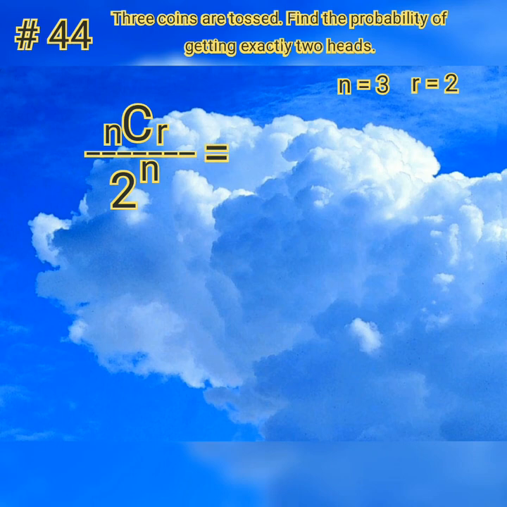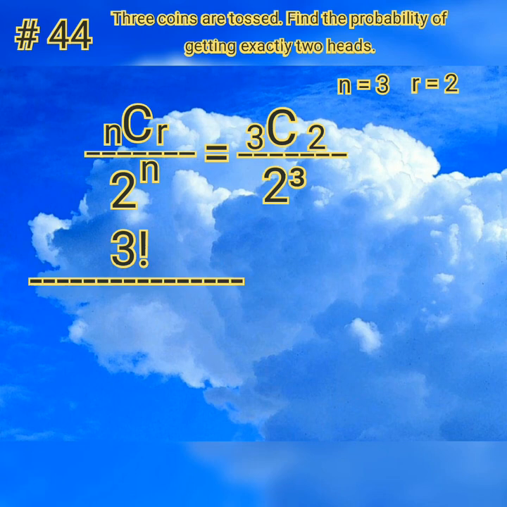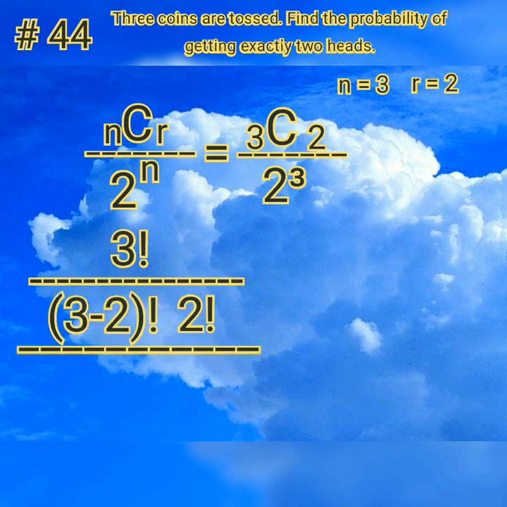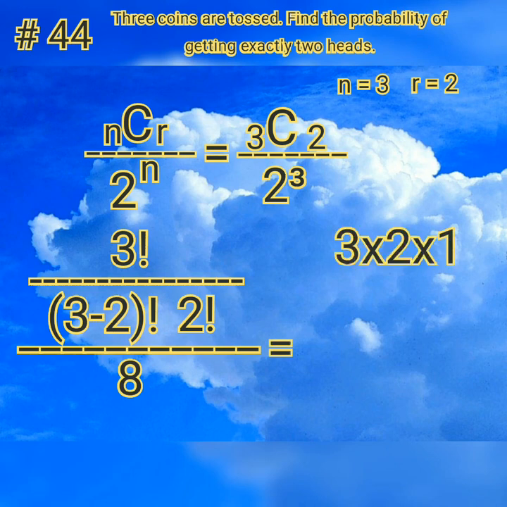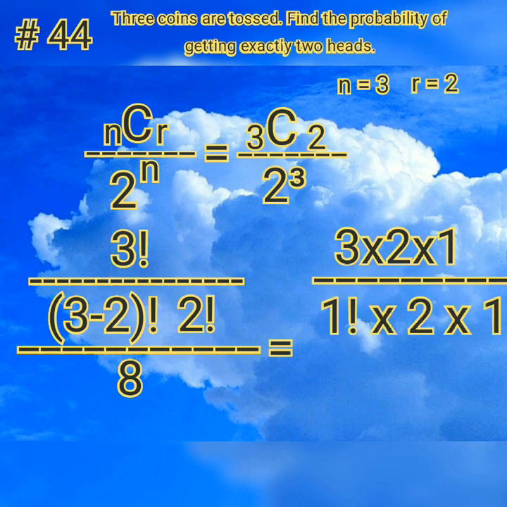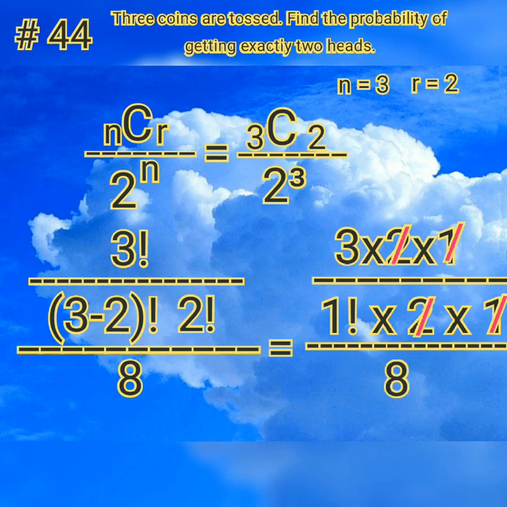This will be the combination of 3 things taken 2 at a time, all over 2 cubed. The combination of 3 things taken 2 at a time is equal to 3 factorial over the quantity of 3 minus 2 factorial, 2 factorial, and 2 cubed is equal to 8. 3 factorial is equal to 3 times 2 times 1, while 3 minus 2 factorial is equal to 1 factorial, and 2 factorial is equal to 2 times 1. The probability of getting exactly 2 heads when 3 coins are tossed is equal to 3 eighths.